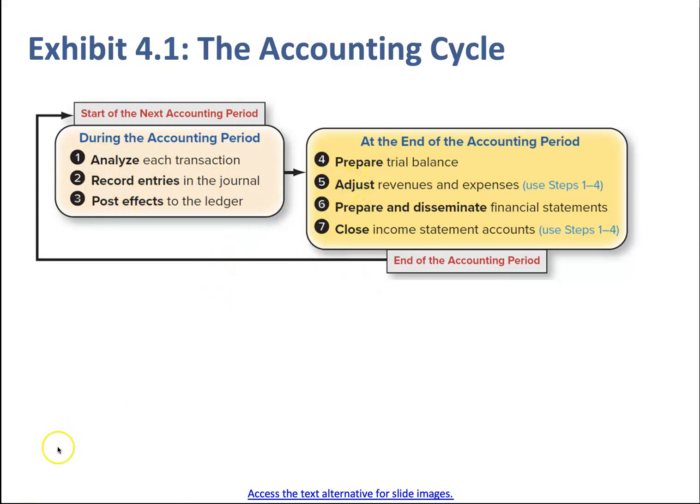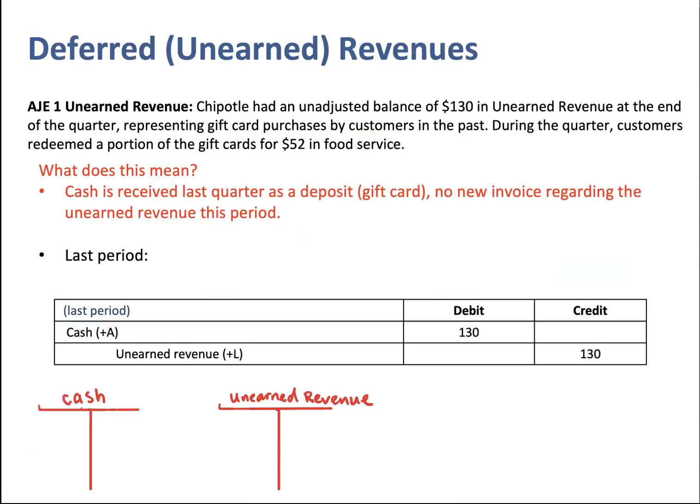Let's go see some examples so that you would understand what I'm talking about. So here is one example. Chipotle has an unadjusted balance of $130 of unearned revenue at the end of the quarter, representing the gift cards purchased by customers in the past. During the current quarter, customers redeemed a portion of the gift cards for $52 in food services. All right, so this is the setup.